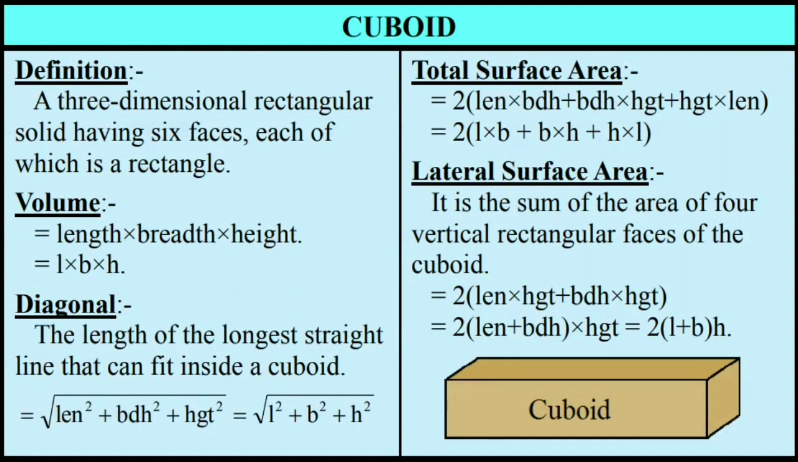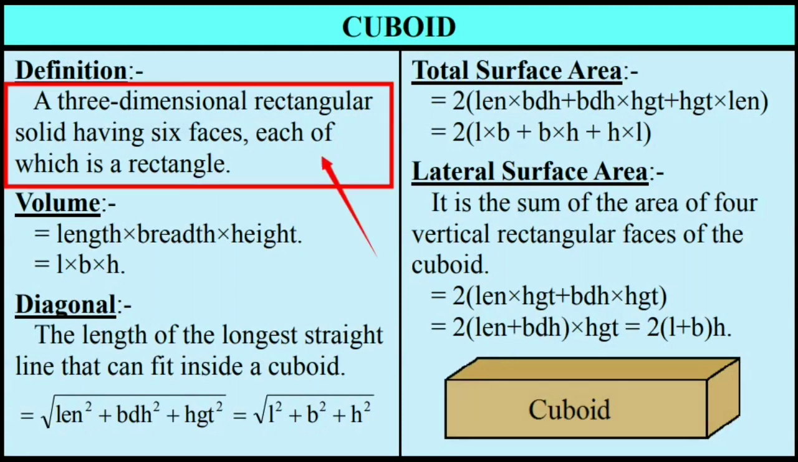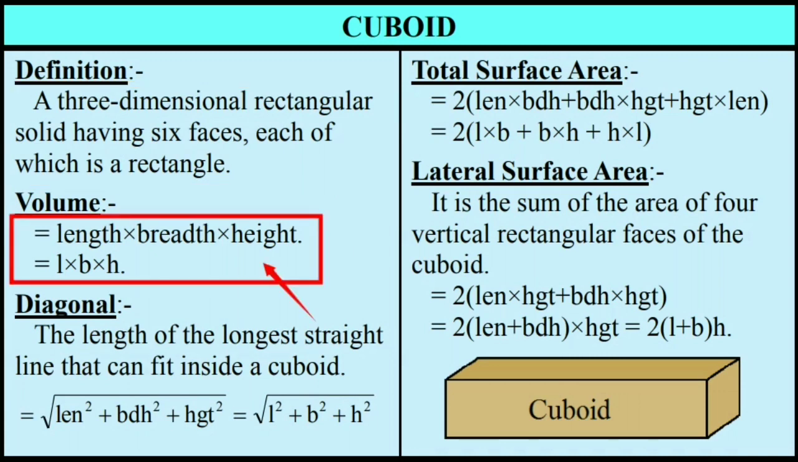Let's discuss cuboid. The definition is a three-dimensional rectangular solid having six faces, each of which is a rectangle, is called a cuboid. Volume of a cuboid. A cuboid has three dimensions: length, breadth, and height, and its volume is the product of all these three dimensions: length multiplied by breadth multiplied by height.